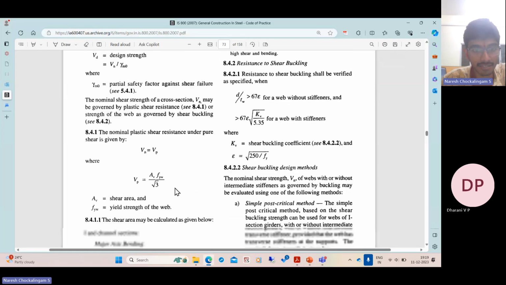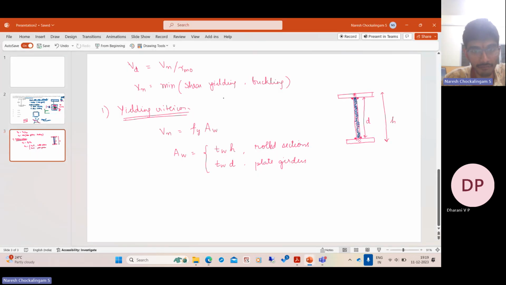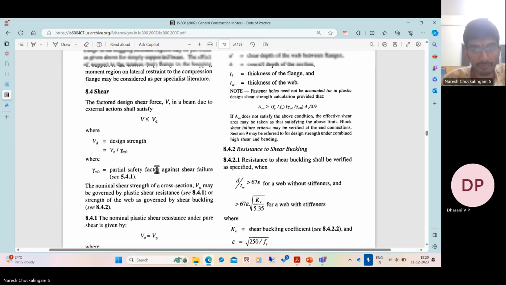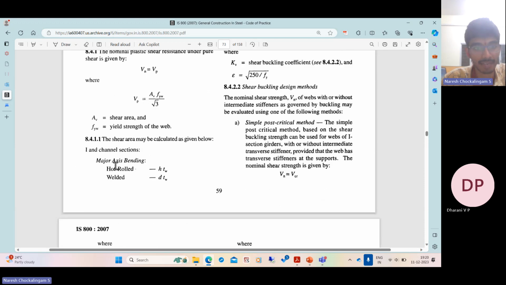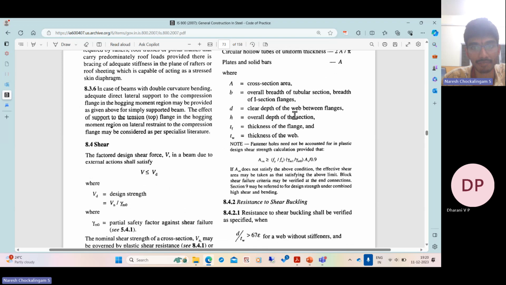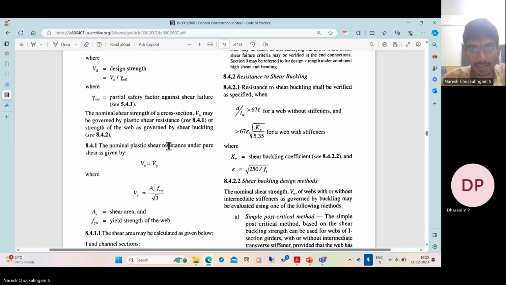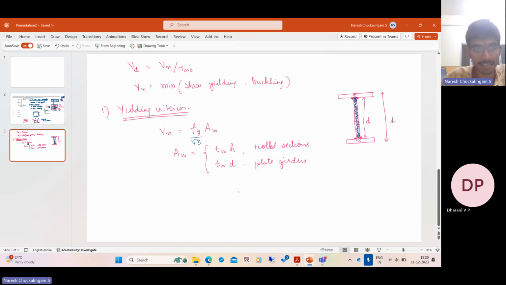So under shear yielding, it is that, but there is a catch. Again, this is Fy by root 3 because of the von Mises criterion. Fy is the yield stress under tension. This is under major axis bending. For minor axis, similarly, you have other formulae. And this is what is governed by yielding.